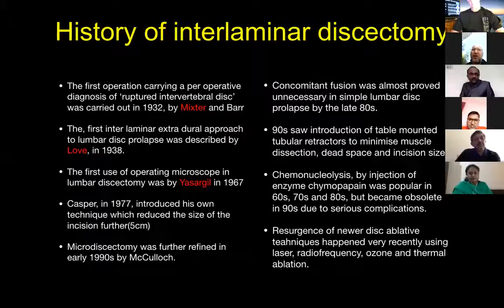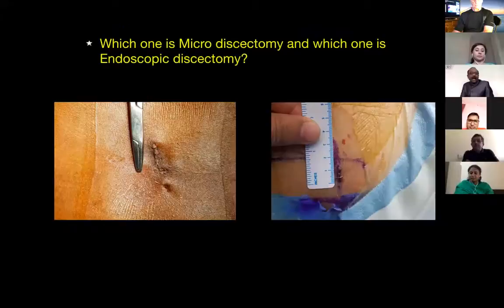1938. After the introduction of the microscope by Dr. Yasargil in 1967, it was further refined, and at the same time, Caspar devised his own techniques. What I want you to see here is that all those highlighted in red are neurosurgeons. So neurosurgeons did make a good contribution to the interlaminar approach. Maybe because we neurosurgeons deal with the brain and spinal cord, and we want to see what we are cutting. So neurosurgeons got involved from the beginning in the interlaminar approach.